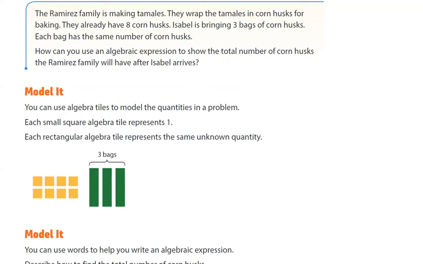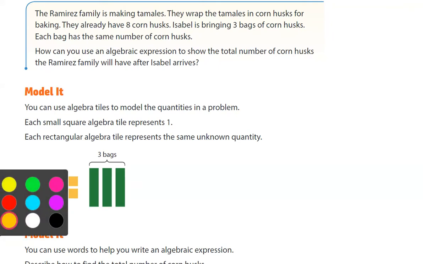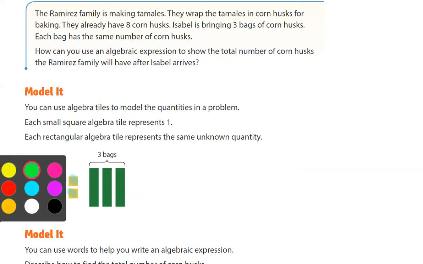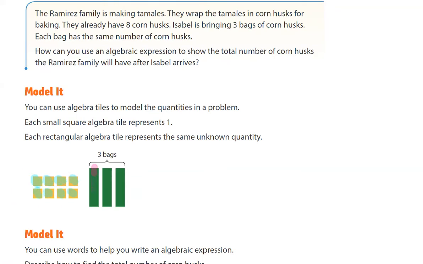Now, algebra tiles, if we were in class together, we'd be using our algebra tiles. I love algebra tiles. But the little square ones represent 1. 1, 2, 3, 4, 5, 6, 7, 8. Those are the 8 husks. The long ones, they just happen to be long. This is just the shape they happen to be. These represent the variable. So in this case, we use the variable of H. So each of these is an H. And that's just the way algebra tiles work, where the little squares each represent 1, and the long pieces represent the variable, the X, the H, whatever. So that's how they've laid it out.